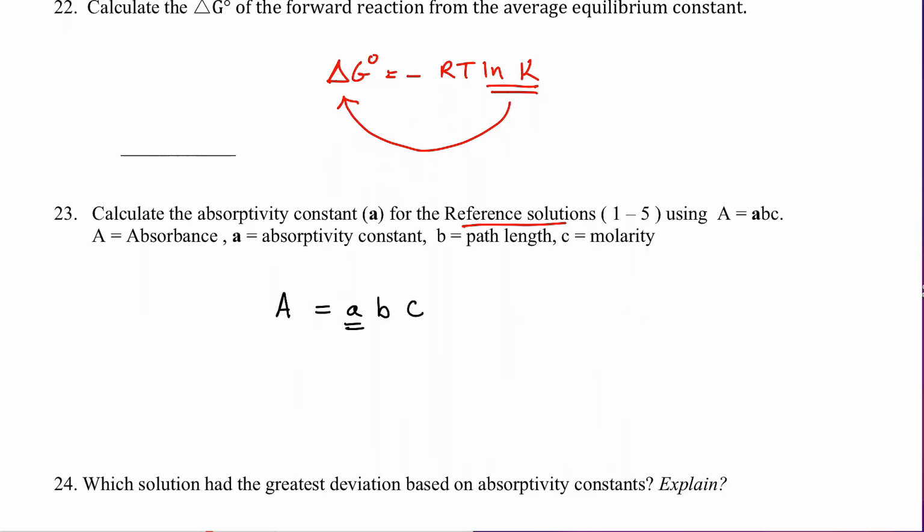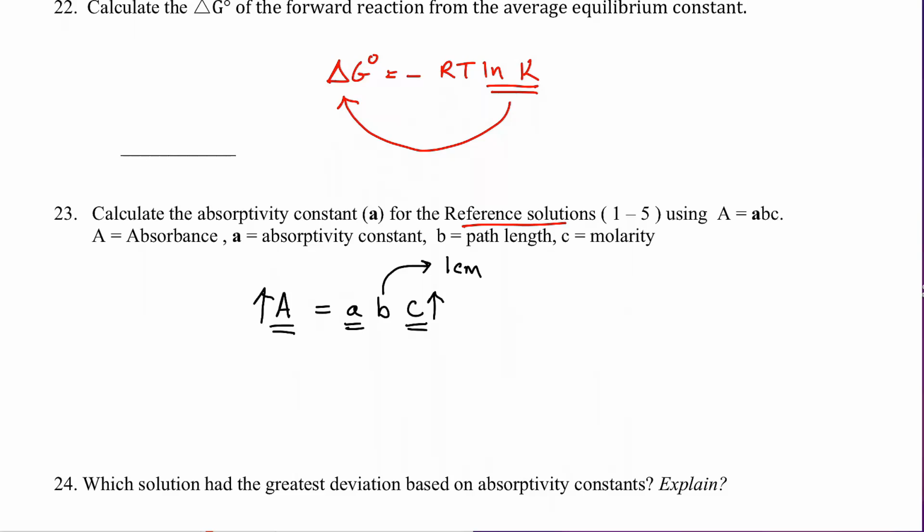Now, B is the path length, and the length that the light has to travel through the cuvette is 1 centimeter. So you can treat that as 1. And the absorbance is what we read, of course, in the spectrophotometer for each cuvette that was placed, and this is the concentration. So we can see that if the absorbance is greater, so is the concentration. And that's the Beer's law type of relationship that we used for this lab.